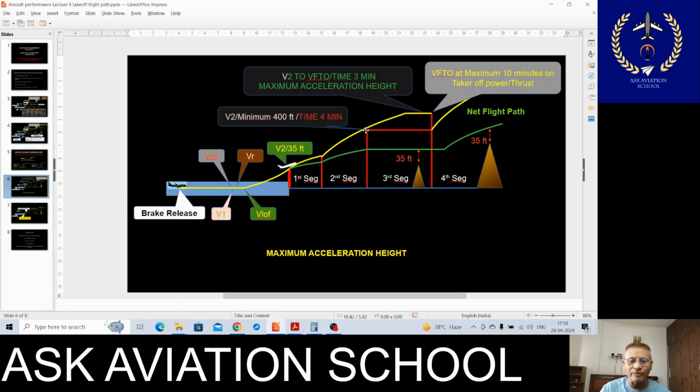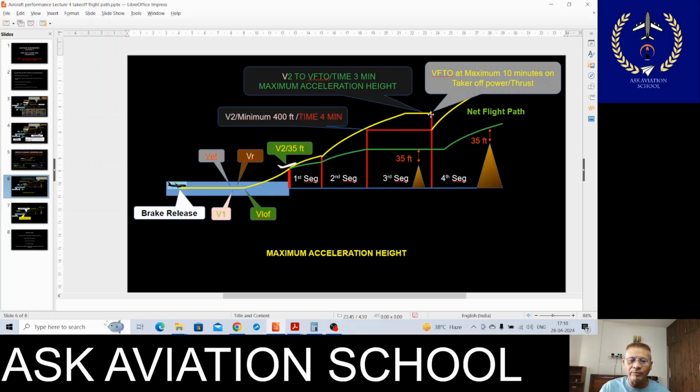And at this point of time, I am supposed to increase my speed from the V2 speed to the final takeoff speed, that is VFTO or green dot speed. And let us assume that in order to increase the speed from V2 to the green dot speed, the time required is another 3 minutes. So now I have to end this segment at the end of 10 minutes, that is the maximum time up to which I can maintain the takeoff thrust.